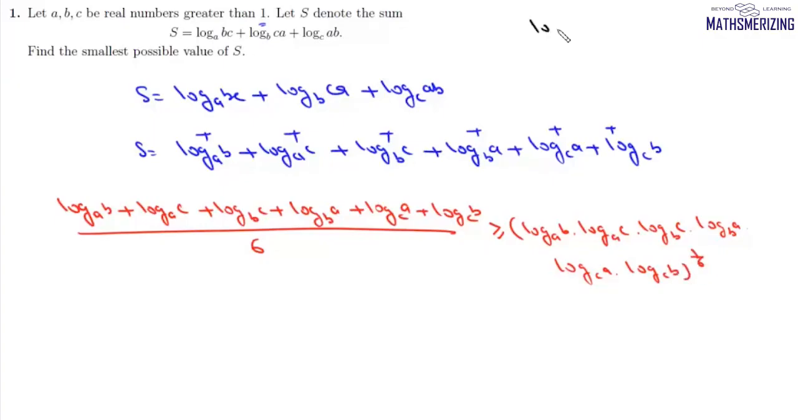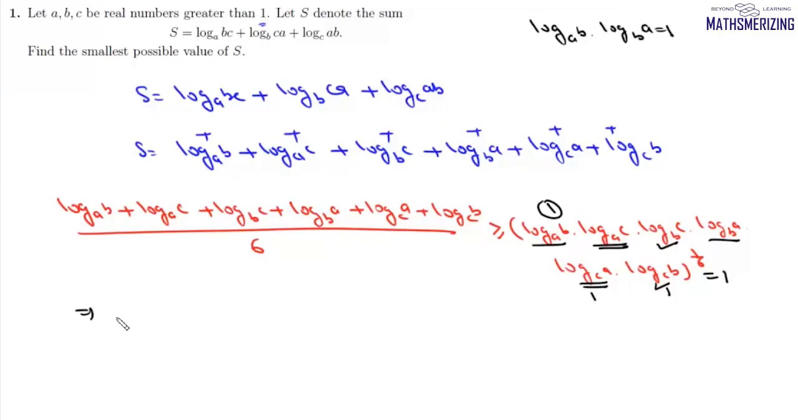Now we know that log B base A into log A base B is 1. So this log B base A and log A base B, this value is 1. In the same way, log C base A and log A base C will be 1, and log C base B into log B base C will also be 1. So this right hand side is 1.